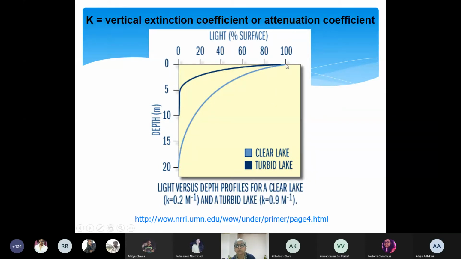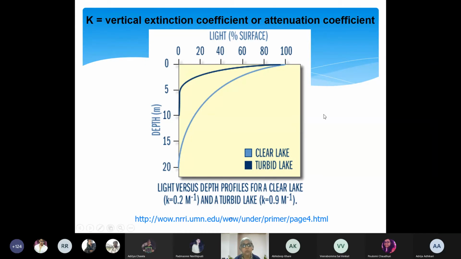You have two cases shown over here. There's a clear lake, and then we have a turbid lake. In a turbid lake, zero light is entering at around 5 meters, and in a clear lake it goes as far down as 20 meters. It's hard to imagine because most of the lakes in our country don't have that kind of clarity at 20 meters, but there are highland lakes and so on that do have this kind of clarity.